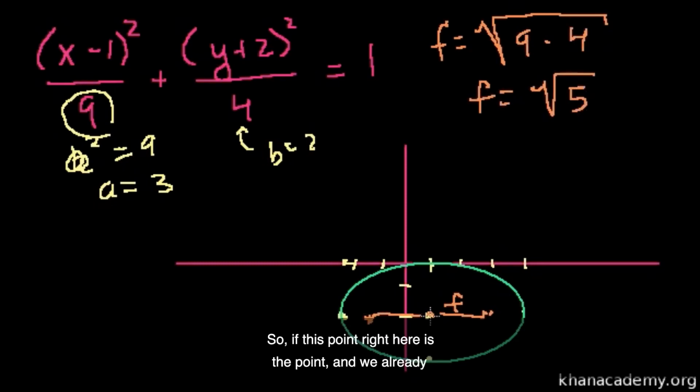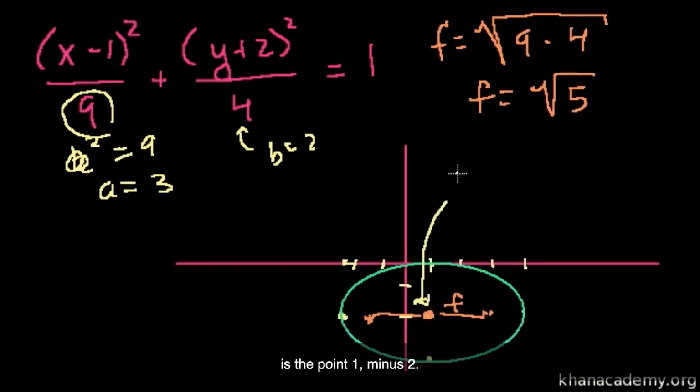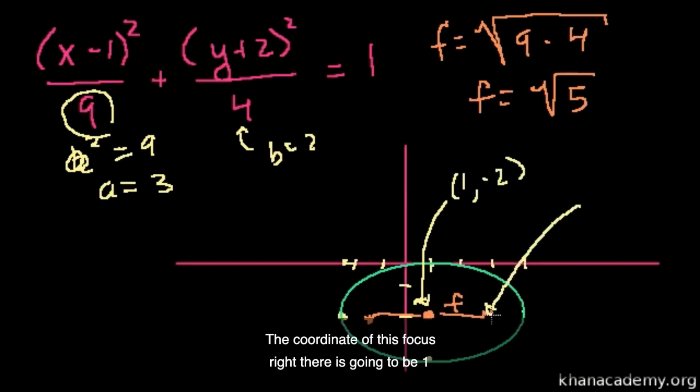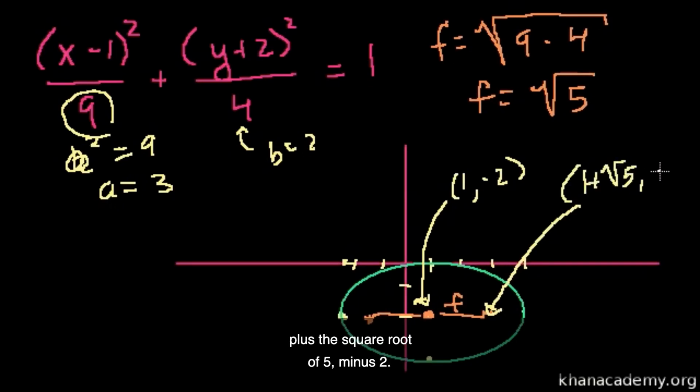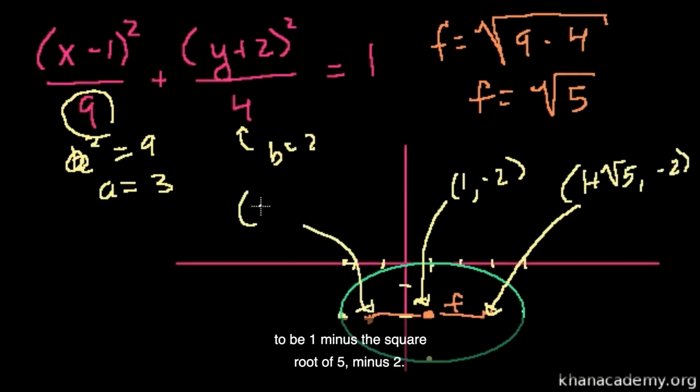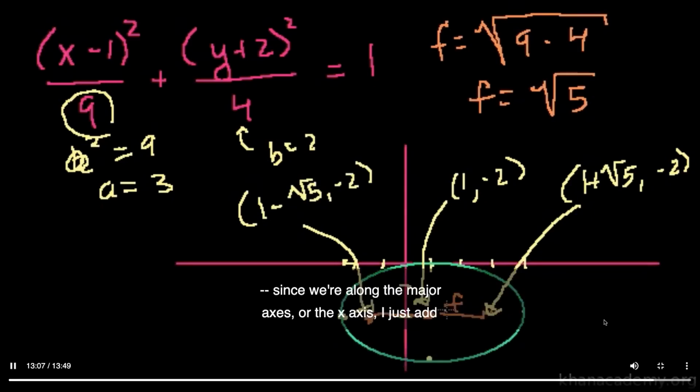So we already showed that the center of the ellipse is the point 1 comma minus 2. The coordinate of this focus right there is going to be 1 plus the square root of 5 comma minus 2. And the coordinate of this focus right there is going to be 1 minus the square root of 5 comma minus 2. And all I did is I took the focal length and, since we're along the major axis, the x-axis, I just added and subtracted.